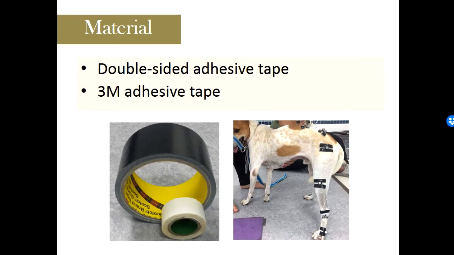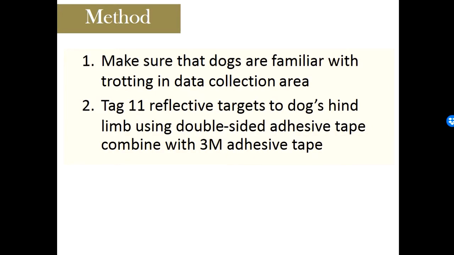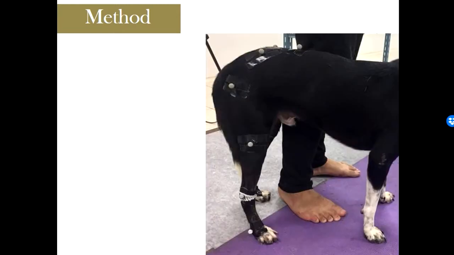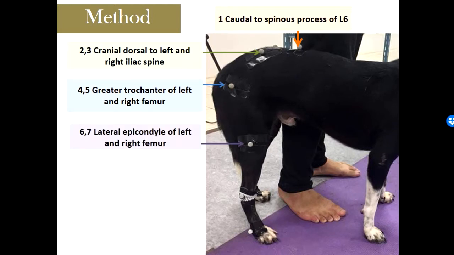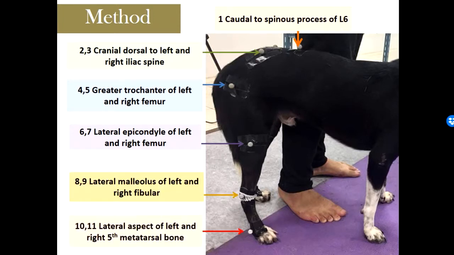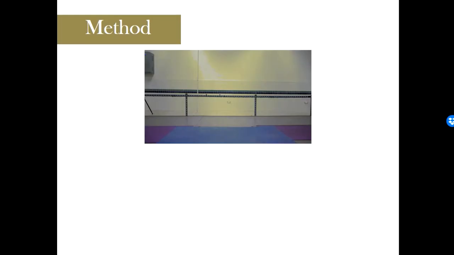First, we made sure that dogs were familiar with trotting in the data collection area. Then each dog was tagged with 11 reflective targets on the skin: over the caudal to spinous process of L6, cranial dorsal to left and right iliac spine, greater trochanter of left and right femur, lateral epicondyle of left and right femur, lateral malleolus of left and right fibula, and lateral aspect of left and right fifth metatarsal bone.